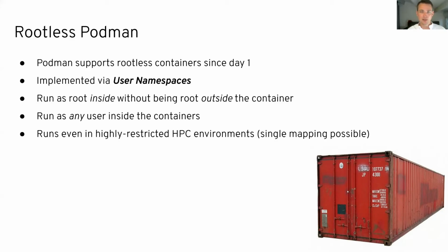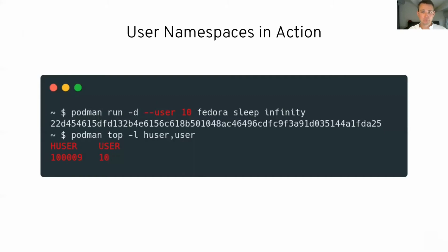If I run it as an ordinary user on my Fedora workstation here, I have UID 1000 inside the container. The process and the user can be pretty much any UID, even root. User namespaces allow for doing that. And by doing so, it allows for running containers even in highly restricted environments such as HPC, because a single mapping, which I'm going to talk about in a couple of slides, is also possible.